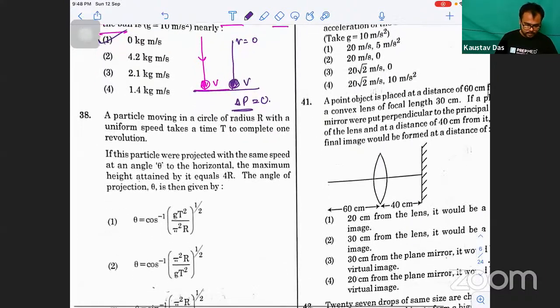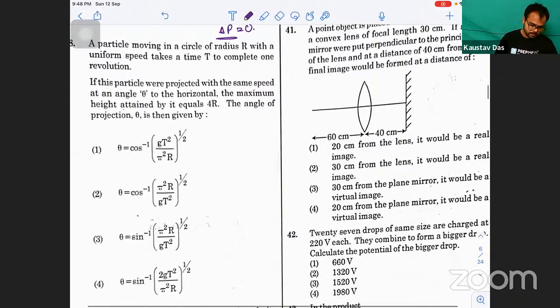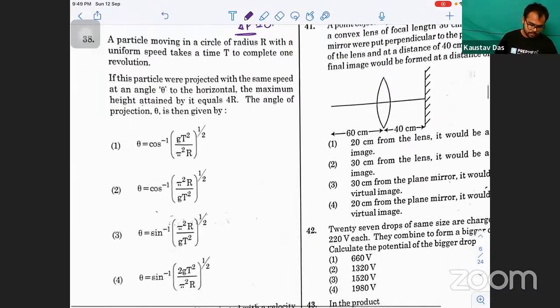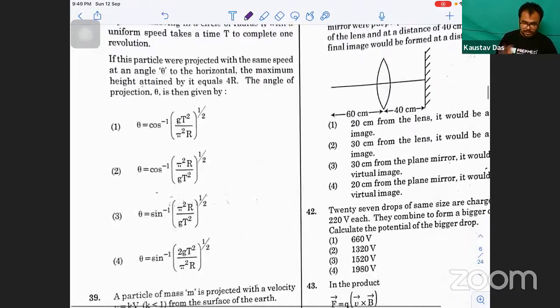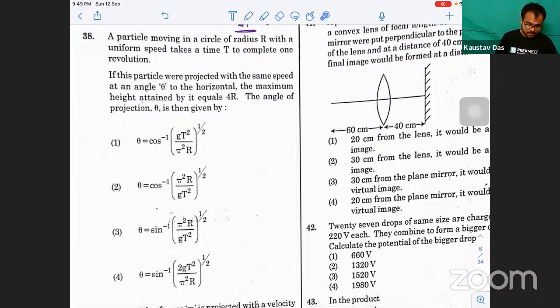Come to question number 38. A particle moving in a circle of radius r with a uniform speed takes a time t to complete a revolution. It's actually not lengthy. In fact, if you know the formulas and you do it step by step, you're going to get your answer. The question seems to be difficult, and the options are horrible to see, but it is not in fact difficult. So v equals, for the circular motion, 2 pi r divided by t, and you need this value of v in the expressions of projectile.